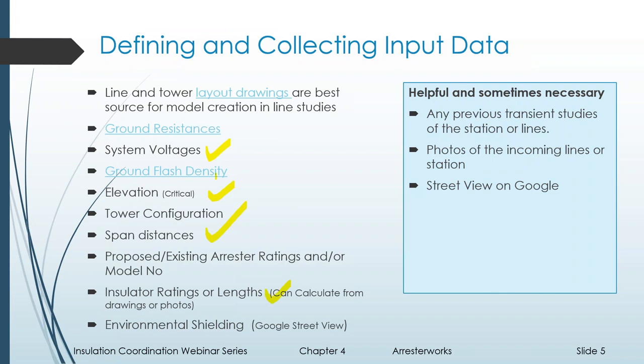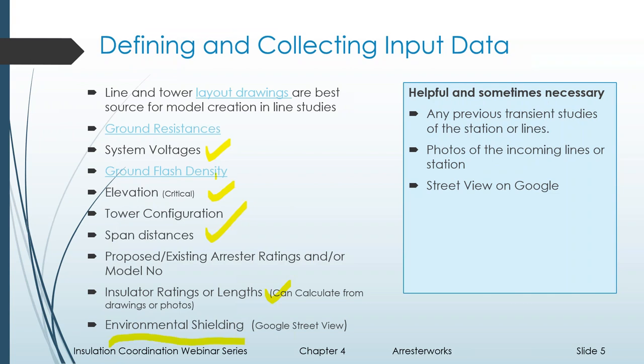Insulation ratings and lengths are fairly important. It really is helpful if you can get, before you start the study, what the insulator characteristics are. Many times I'll find a model number from either the user or somewhere, and I'll go to the supplier of the insulator and get the actual characteristics. If you can't do that, you can always calculate it and get a pretty good estimate from the length. And so that's important. On distribution systems, the shielding factor becomes critical. And we'll talk about that.